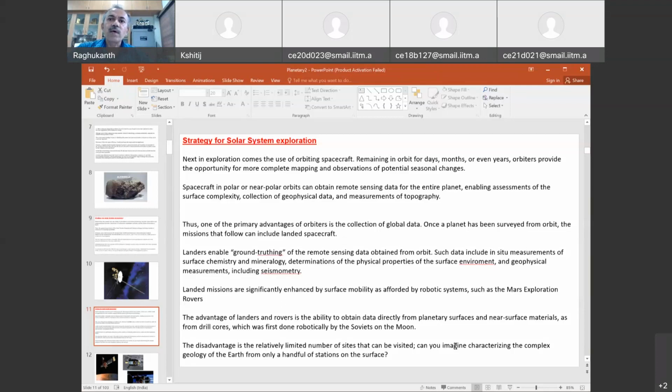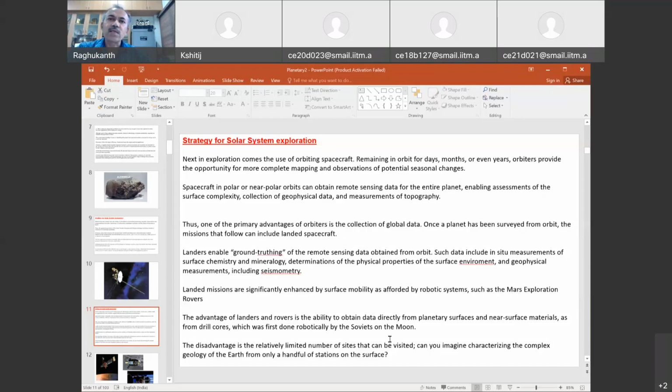The advantage of landers is that they can land there and you can get data directly from the planetary surface, and they can even drill cores and other things. But of course, the most important disadvantage of landers, as I already told you, is that these planets are so huge. You land only at a point, and then you get a data set. That data cannot be used to generalize the complete planet itself.